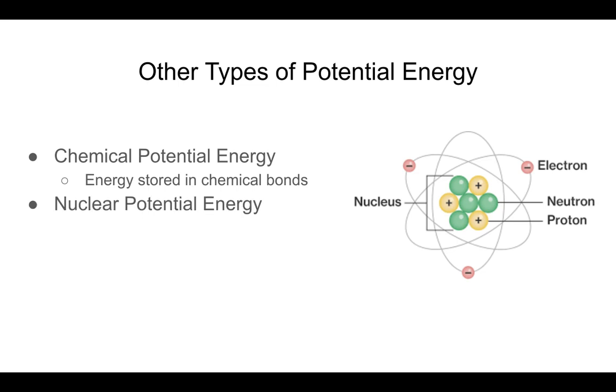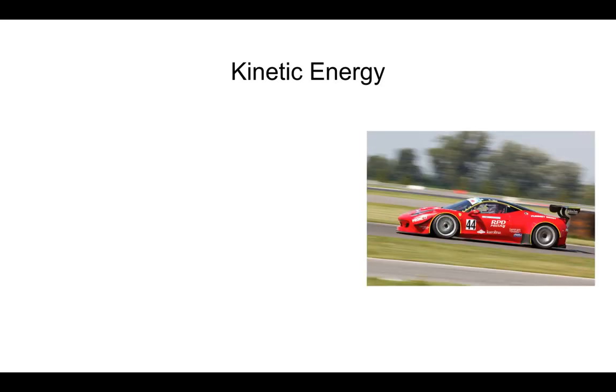Another example is nuclear potential energy, and this has to do with the particles in the nucleus, the protons and neutrons, and how they interact and are just configured in the nucleus. Again, we're not going to go into too much detail here. Just know that these are other types of potential energy.